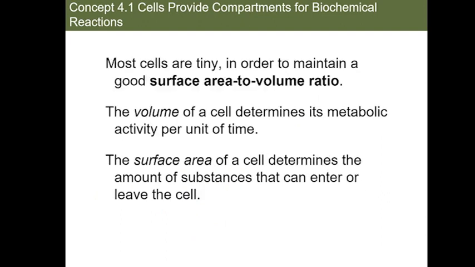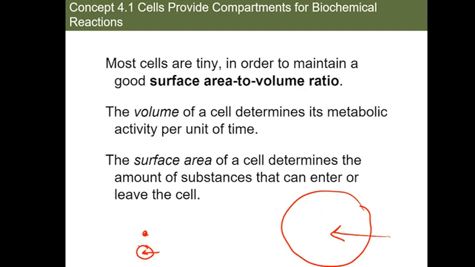Most cells are tiny in order to maintain a good surface area to volume ratio. The volume of a cell determines its metabolic activity per unit of time. The surface area of a cell determines the amount of substances that can enter or leave the cell. So if you have a tiny cell, it's really easy to get to the center super quick. But if you have a big cell, it takes a lot longer to get to the center from any side.